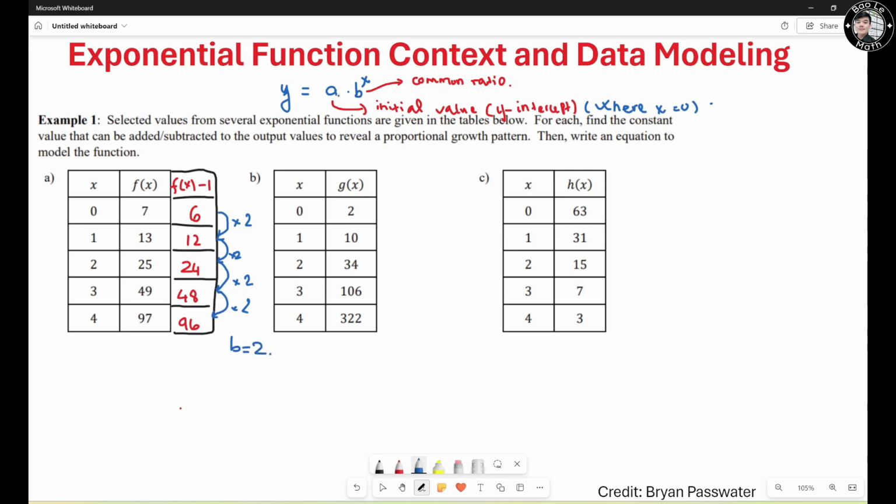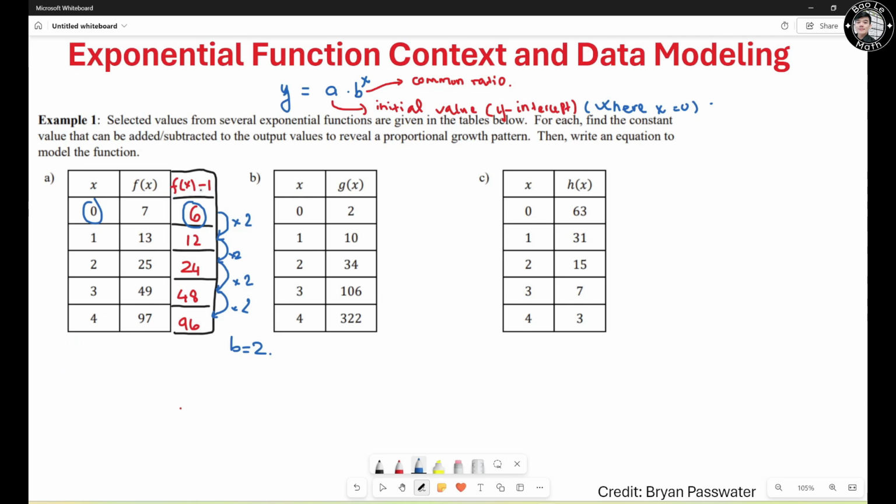Now, we need to find the y-intercept. The y-intercept is where s equals 0. We look at the second row right here. So the y-intercept is 6, since s equals 0 right here. Okay, so we have the exponential function as follows.